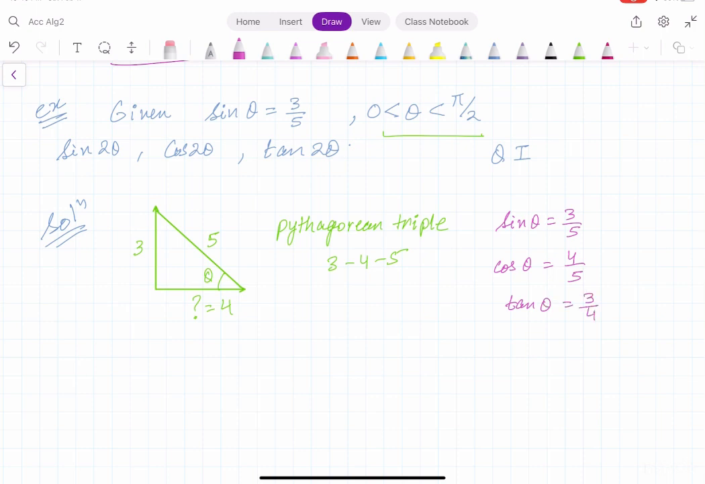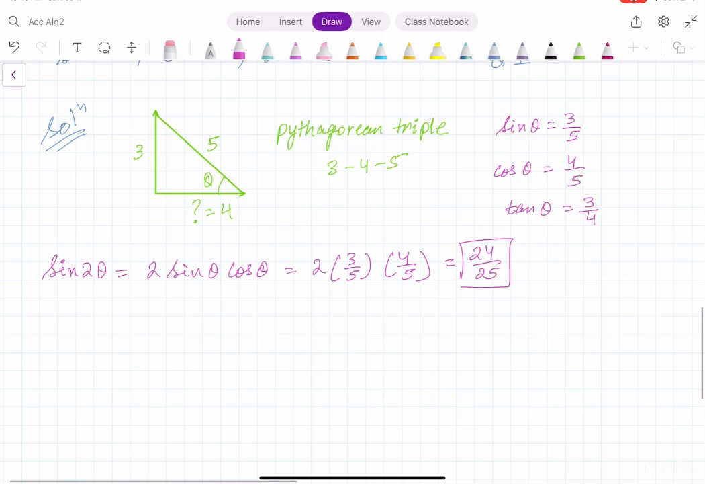Now let's start writing down the double angle theorems. Sine 2 theta is 2 sine theta cos theta. We just figured out that sine theta is 3/5 and cos theta is 4/5. Multiply the fractions and you will get 24 over 25 as sine 2 theta.